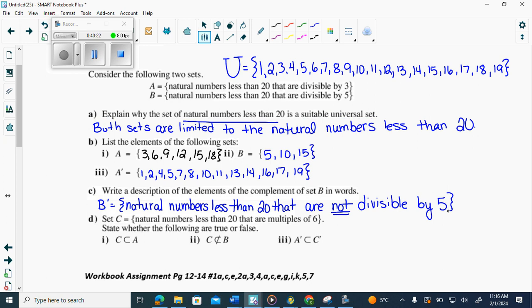Now here it says set C are the natural numbers less than 20 that are multiples of 6. Multiples start at that number and go up by that number, correct? So which numbers are multiples of 6 that are natural numbers less than 20? Yeah, 6, 12, and 18.